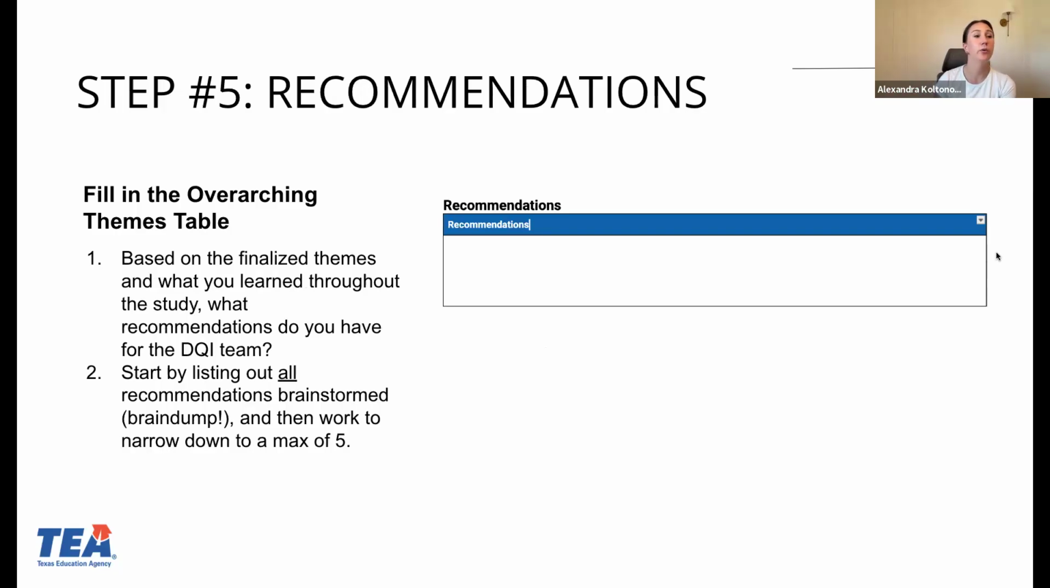Step 5 is going into the recommendations. So based on those 3 finalized themes and what you learned throughout the study, what recommendations do you have, as the teacher researchers, that you want to share with the DQI team?